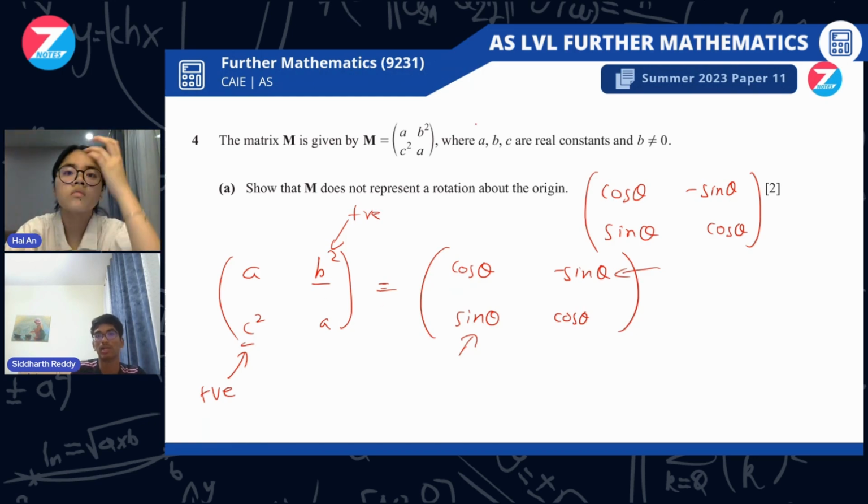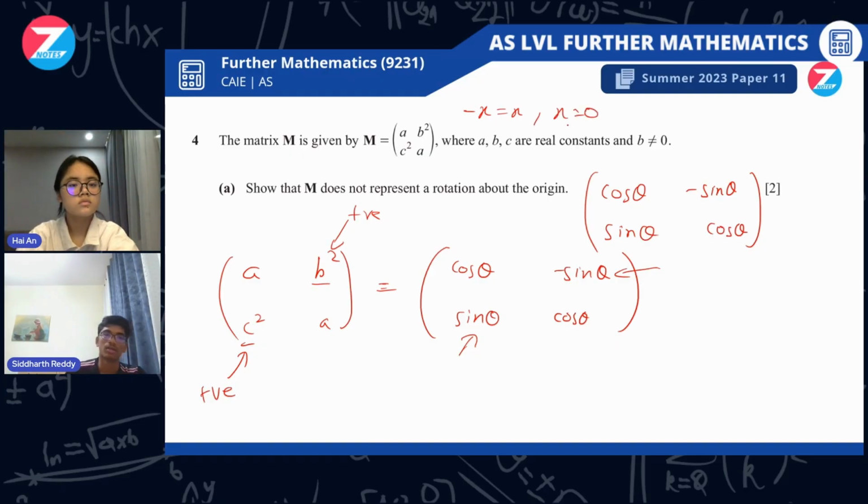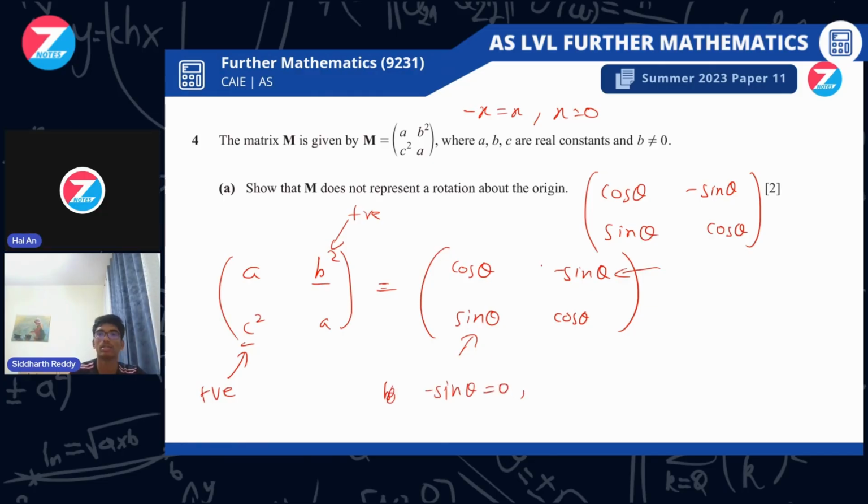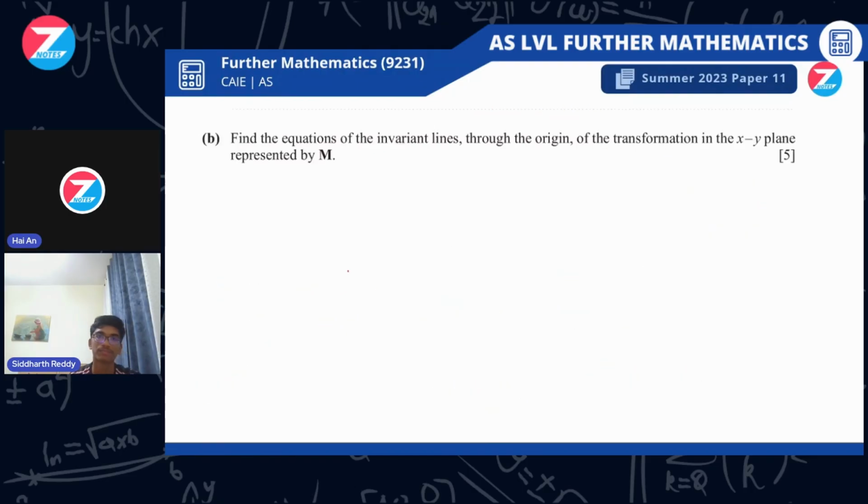that there is actually one solution to the equation minus x is equal to x, which is x is equal to 0. So we can say that minus sine theta is equal to 0, but they haven't allowed that, since B can't be equal to 0. B squared would be equal to 0 only if B was equal to 0, so that's not allowed. So that shows that M does not represent a rotation about the origin.